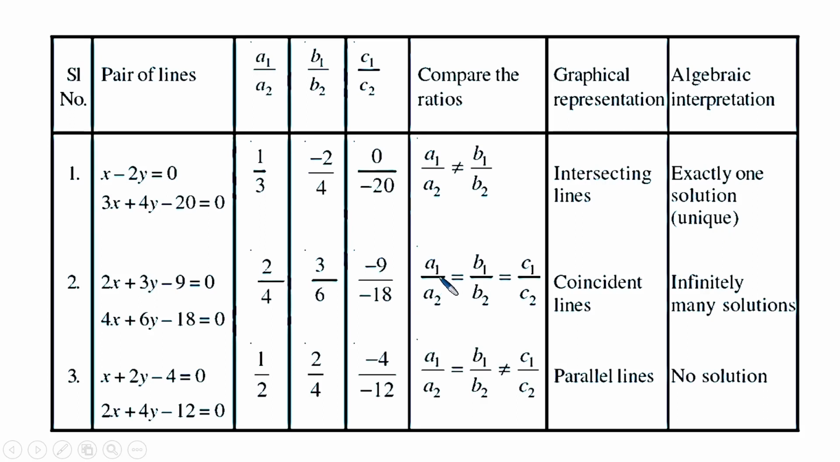But suppose a1/a2 = b1/b2 = c1/c2, then the lines are coincident and fall exactly on each other. There will be infinitely many solutions. And if a1/a2 = b1/b2 is not equal to c1/c2, they have different intercepts but the same slope, so they will be parallel lines.